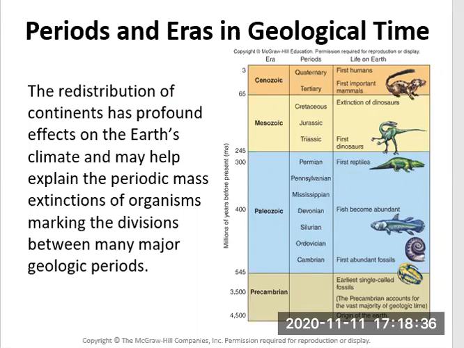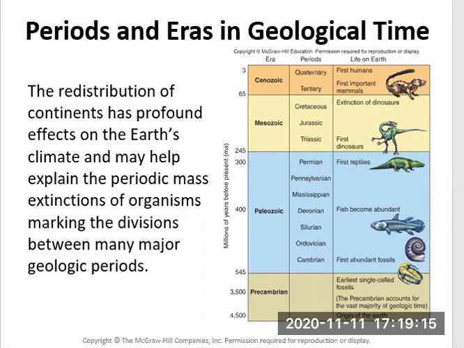These are the different periods and eras in geologic time. For example, one era is the Cenozoic, then the Mesozoic, then the Paleozoic, and one more is the Precambrian. The periods were Quaternary and Tertiary, when we had the first humans and first important mammals. In the Mesozoic era, there was the extinction of the dinosaurs, and the first dinosaurs.